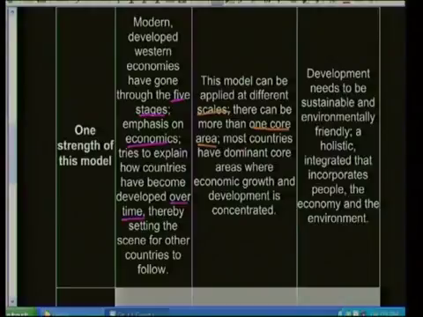In terms of the sustainability model, it says development needs to be sustainable and environmentally friendly, a holistic, integrated approach that incorporates people, the economy, and the environment. So this one's quite set on sticking to those basics of how the economy, the society, and the environment need to all work together. And those are the specific strengths of each of the 3 models.